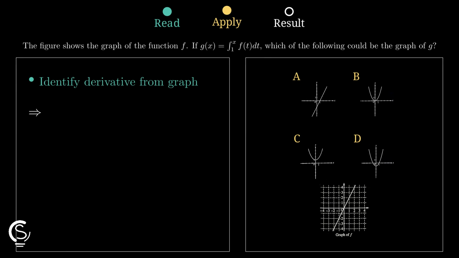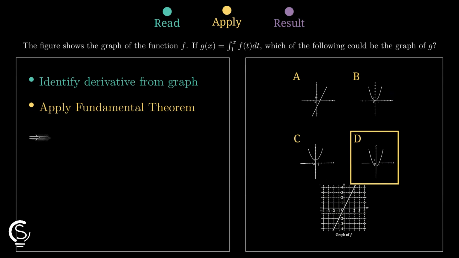We also know g(1) equals 0 because the integral limits are the same. Since f is positive for x greater than 1, g must increase there. This matches an upward opening parabola, making option D correct.